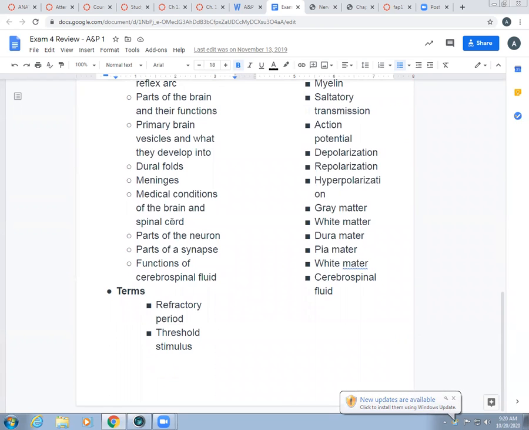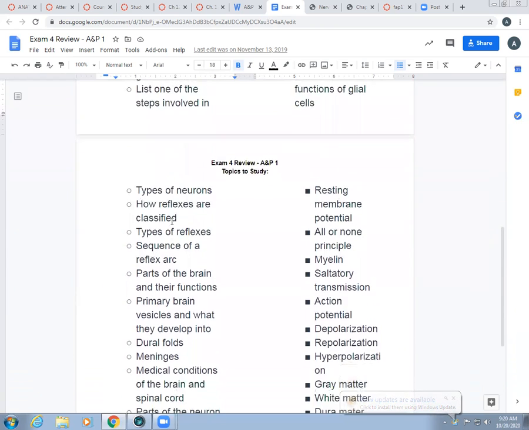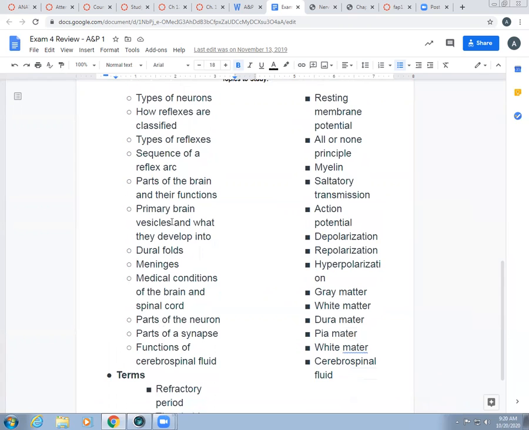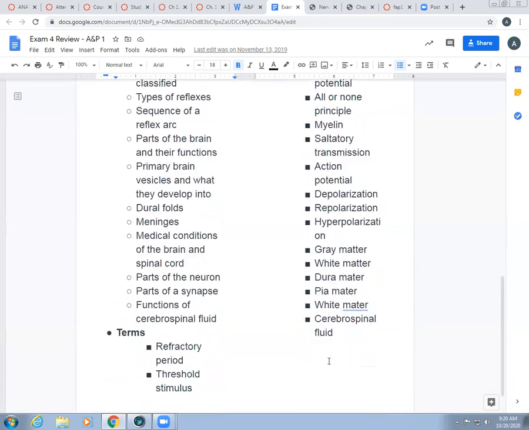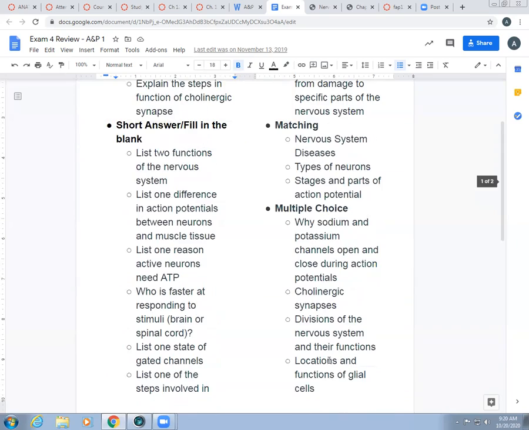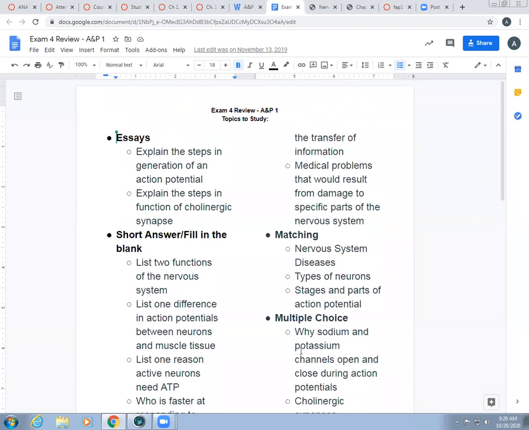Terms you need to know: refractory period, threshold stimulus, resting membrane potential, all or none principle, myelin, saltatory transmission, action potential, depolarization, repolarization, hyperpolarization, gray matter, white matter, dura mater, pia mater, cerebral spinal fluid. So it just gives you an overview of what we're going to be talking about in this unit.